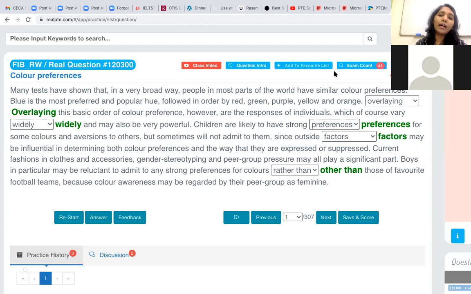So we look at our answers. That's 1, 2, 3, 4, 5 blanks. So that's 5 points to reading, 5 points to writing. That's equally transferable for these blanks. So it's a very important question type. The points are equally transferred between your reading and writing.